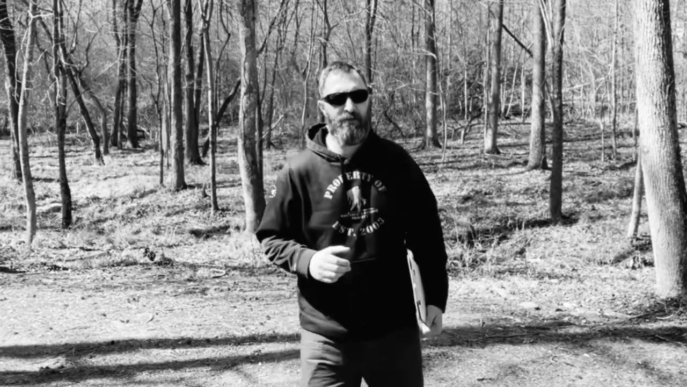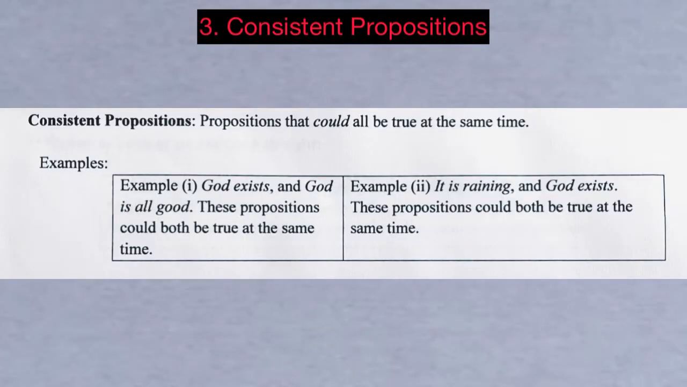What I want to turn to now is discussing the notions of consistency or inconsistency, or in other words, consistent propositions and inconsistent propositions. So consistent propositions are propositions that could all be true at the same time. For example, the propositions or claims God exists and God is all good. These propositions could all be true at the same time, and thus they are consistent. Here's another example. Take the claims or propositions, it is raining and God exists. These propositions could both be true at the same time, and in that way, they're consistent.